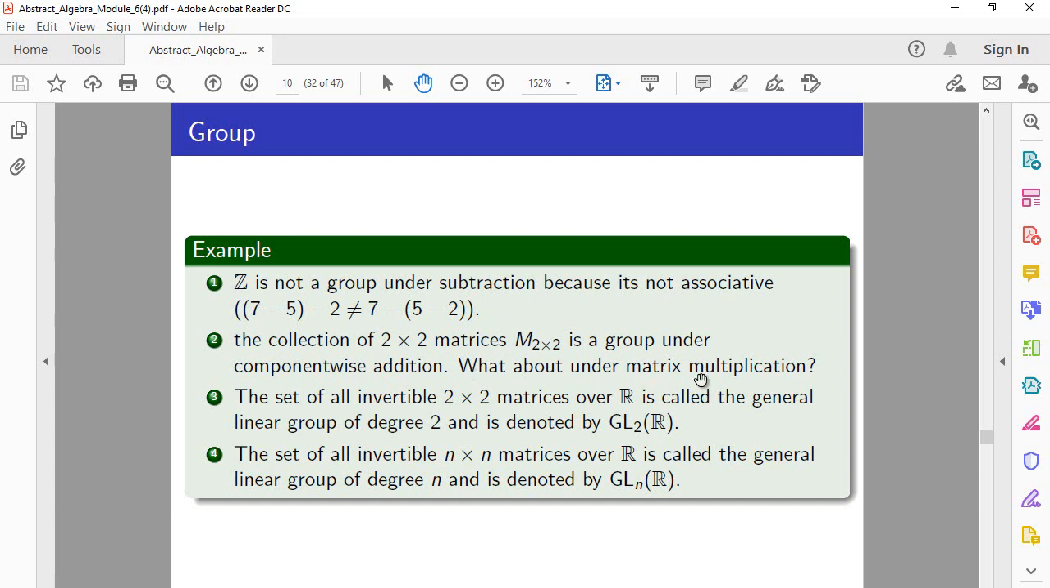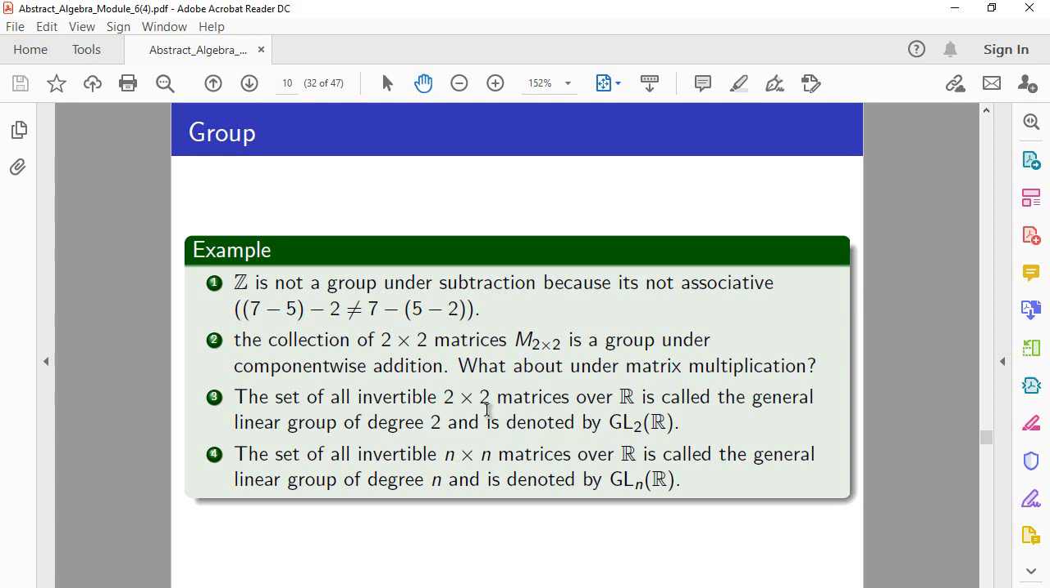What about under matrix multiplication? Well, the set of 2 by 2 matrices is not a group under matrix multiplication because not every matrix has an inverse. Now, if I take the set of all invertible 2 by 2 matrices over the set of real numbers, that's called the general linear group of degree 2, and it is denoted by GL2 of R. So the set of all 2 by 2 invertible matrices forms a group under multiplication.